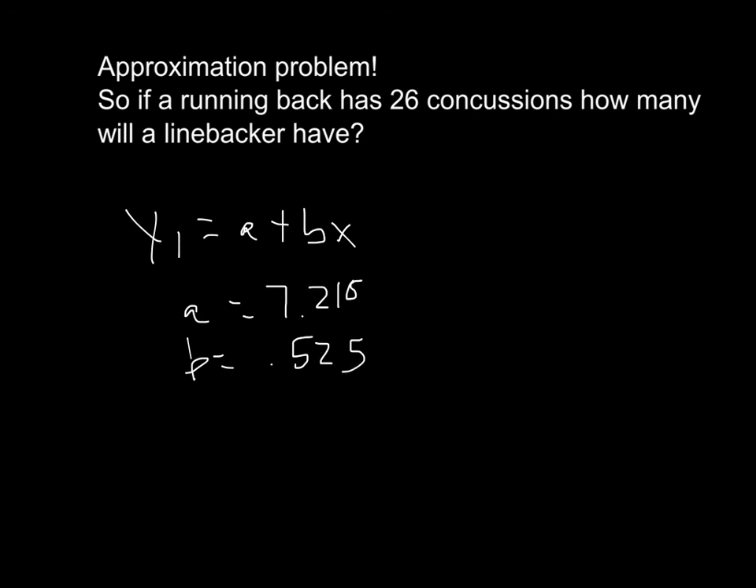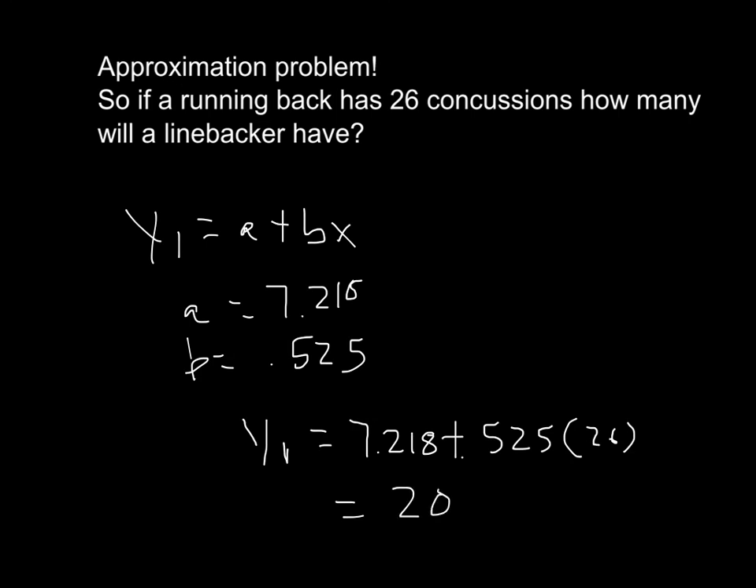So if you did the equation, y would be 7.218 plus 0.525 times 26, and if you work that out, it would end up being 20.868. So you can assume if a running back has 26 concussions, a linebacker will most likely have around 20 or 21.